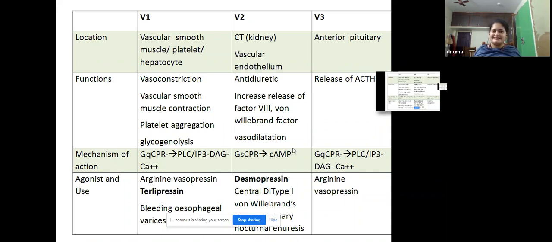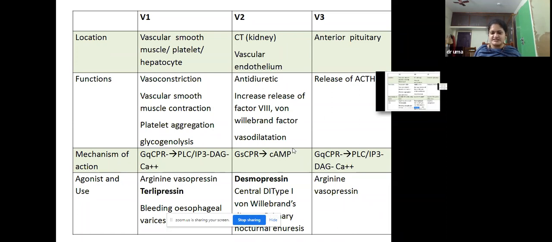Arginine vasopressin is non-selective. It is active at the V1, V2, and V3 receptors. Terlipressin is V1 selective and is used in bleeding esophageal varices. Desmopressin is V2 selective. It is used in central diabetes insipidus, von Willebrand's disease, and nocturnal enuresis.